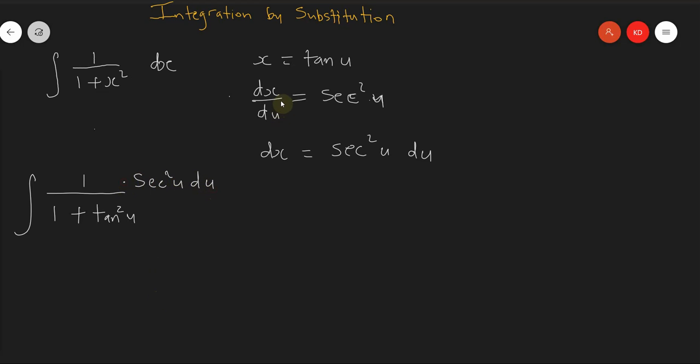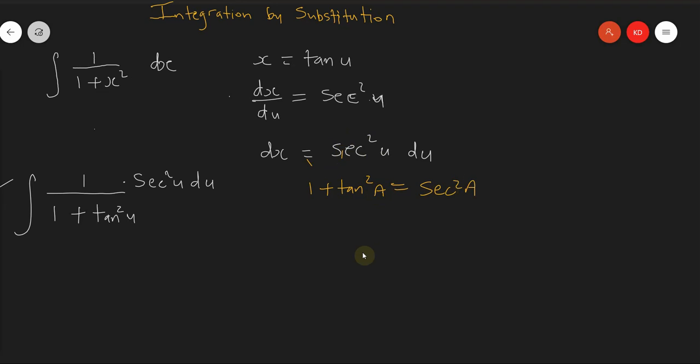Now let me just make mention of an identity that you should know in order to solve this problem, and that identity is 1 plus tan squared u is equal to, well, let me just use something general. 1 plus tan squared a is equal to sec squared a.